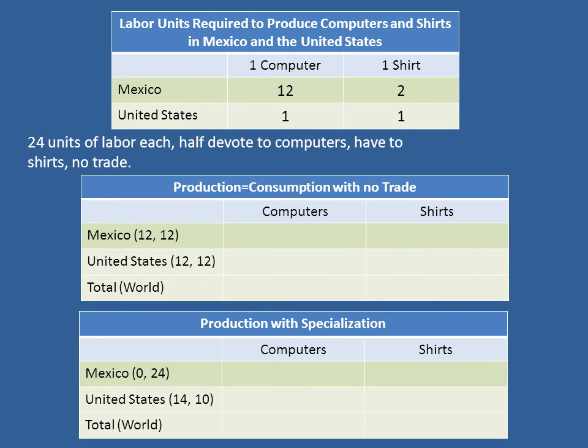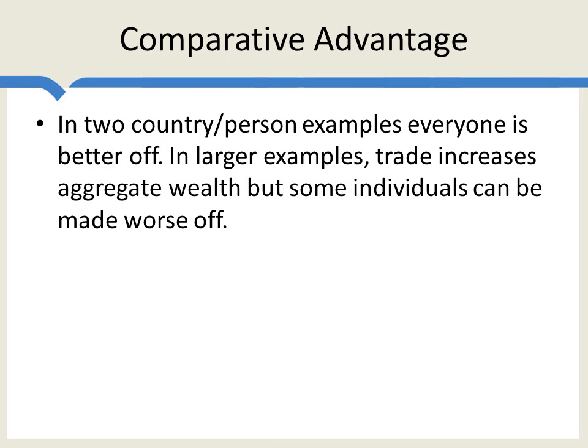Let me just finally give you some concluding comments on comparative advantage. I want to conclude with a caution, but also a big picture view of comparative advantage. In the 2 country-person examples I've been working with in order to explain the theory, everyone is made better off by trade. In larger examples, trade will increase aggregate wealth, but some individuals can be made worse off. And that should make perfect sense. After all, if A and B have been trading, and then because tariffs fall or because transportation costs fall, A starts trading with C, then B may be worse off, even though A, B, and C together have greater aggregate wealth. That's just a caution to keep in mind.